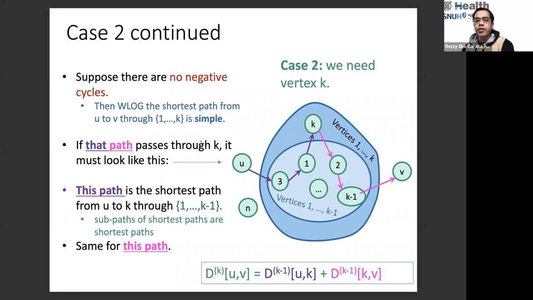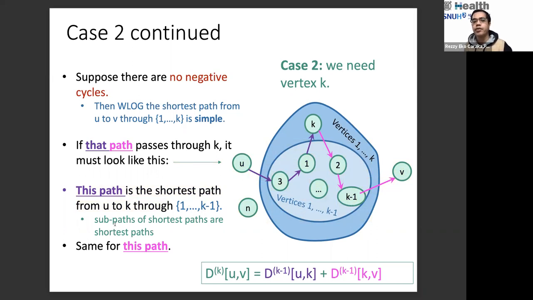So if the path passes through k, it will look like this. For example, this one is the most powerful answer to solving this question. Starting from u to v, I make another alternative location to solve that. For u to v with the locations 3, 1, k, 2, and k minus 1, I can use it like this. So this path is the shortest path from u to k. We also find the distance with k minus 1, this is the idea. So this path is the shortest path from u to k through 1 to k minus 1.